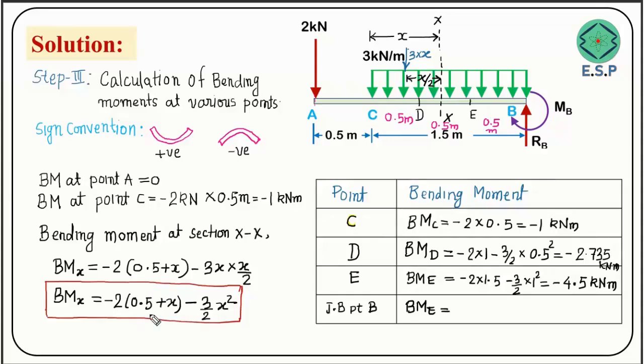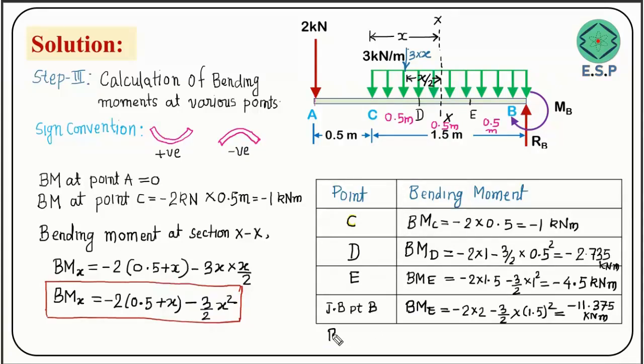So 1.5 into 0.5, 1.5 plus 0.5 is going to be 2. So minus 2 into 2, and here minus 3 by 2 into x is 1.5. So 1.5 square. If you simplify this, the value will be minus 11.375 kilonewton meter. So we got the variation of bending moments from point C to B just before B. Now we'll also find out the bending moment just after B.